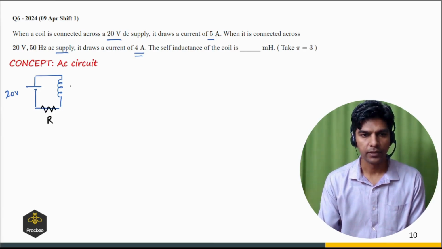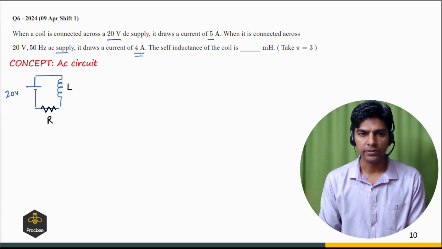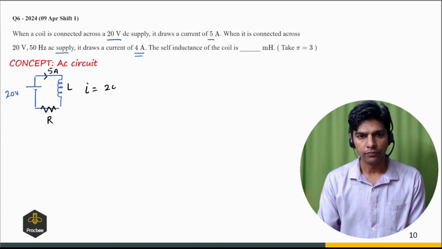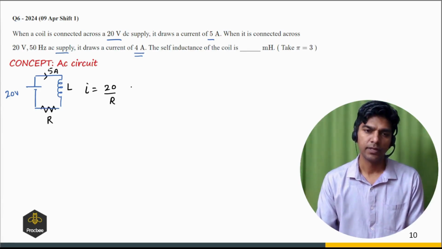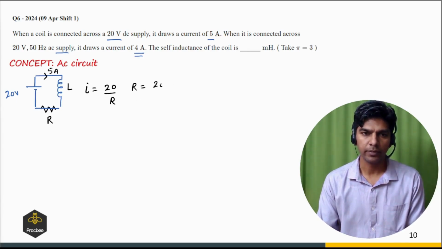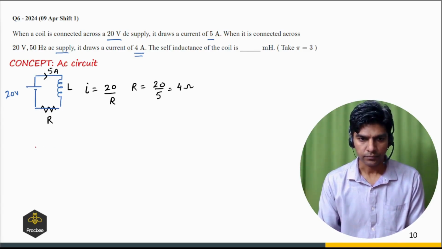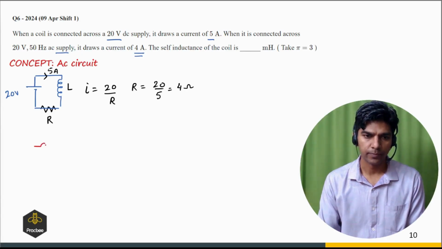Let us say this is R, and the self-inductance is L, and the steady state current is 5 ampere. So by Ohm's law, we can say I will be V by R in this case. And the resistance of this inductor will be 20 by 5 ampere, so that will be 4 ohms. Now we know the resistance. Now we are connecting this inductor to an AC source. So there is an inductor and it has some resistance, 4 ohms, and the self-inductance we have to calculate.